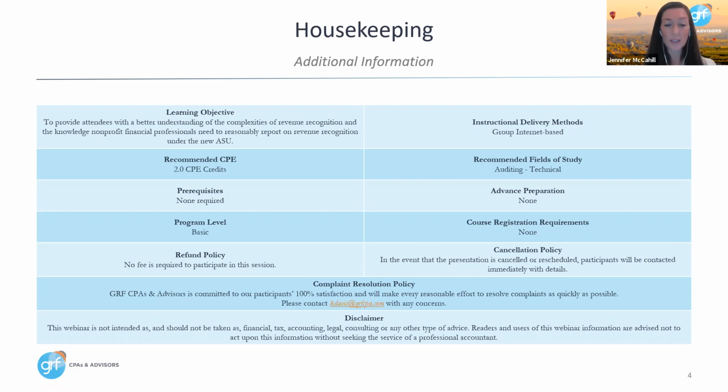Today's learning objective is to provide you all with a better understanding of the complexities of revenue recognition and the knowledge nonprofit financial professionals will need to report under the new revenue recognition ASU Topic 606.